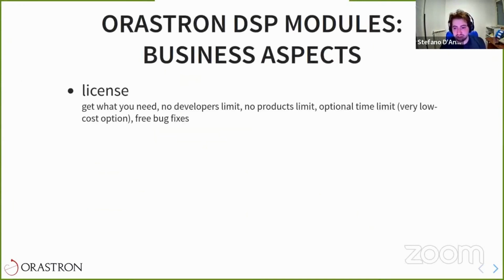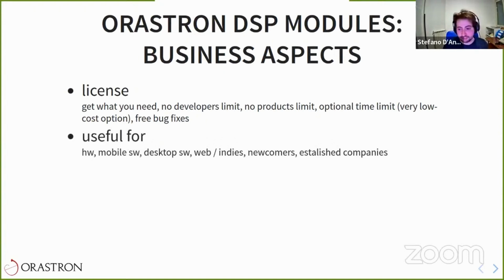When it comes to business aspects, we are rather liberal, perhaps too much, with the licensing, in the sense that we do not license the whole library at once, we just license single modules. We put no limits on the number of developers that can use it, or on the number of products that can be developed using it. We offer an option for a time limit: you can either take it with no time limit, or if you want to spend less, you can have this low-cost option with a 5 year time limit. And you'll get free bug fixes in any case.